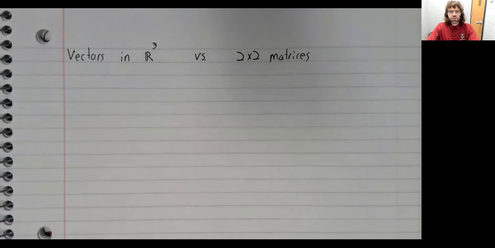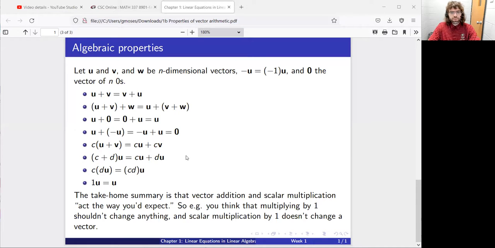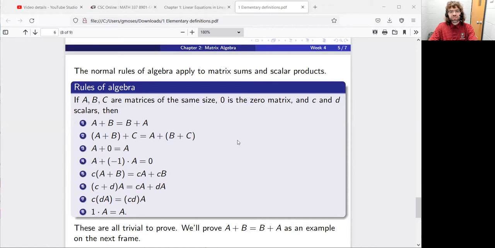But if we go back to section 1.3, when we talked about vectors, we said that we can add vectors and multiply them by scalars. And that addition and scalar multiplication satisfies these properties. And this list of properties that vector addition and vector scalar multiplication satisfy is exactly the same as this list of properties that matrix addition and matrix scalar multiplication satisfy. So in some ways, square matrices and vectors are different, but they have a lot of things in common.